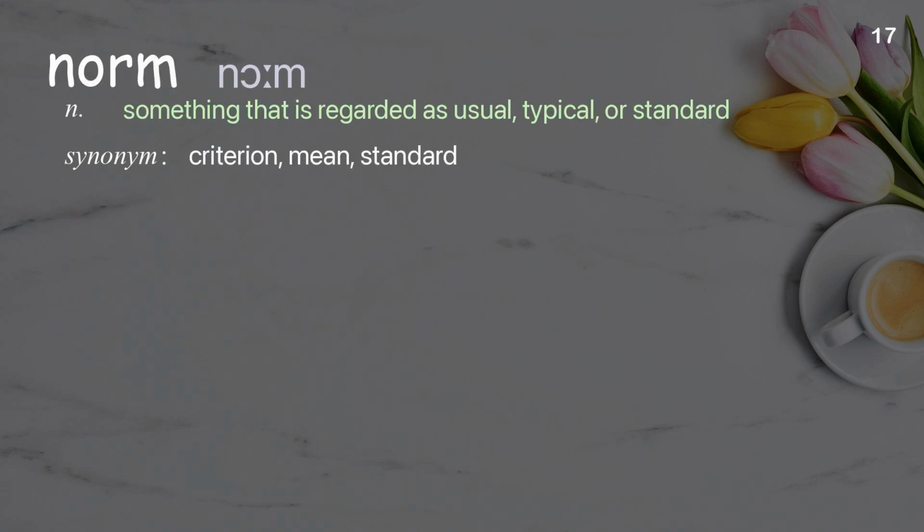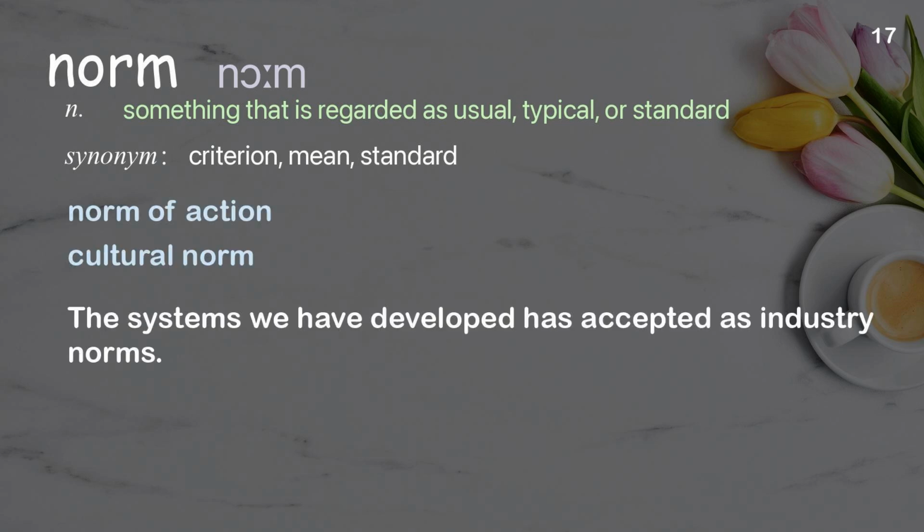Norm: something that is regarded as usual, typical, or standard. Examples: norm of action. Cultural norm. The systems we have developed have been accepted as industry norms.